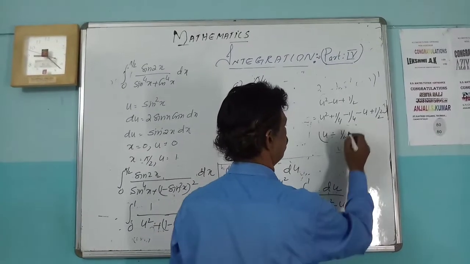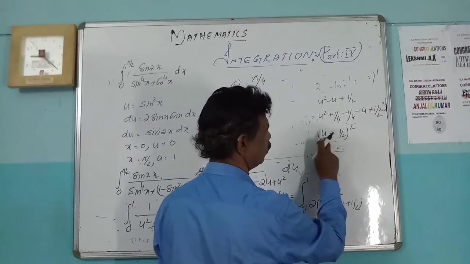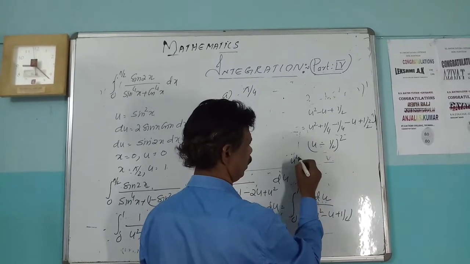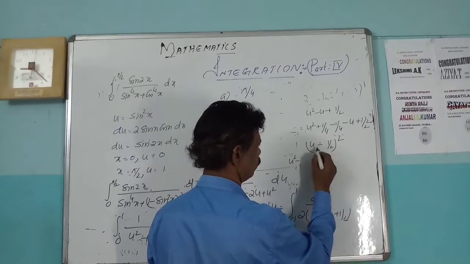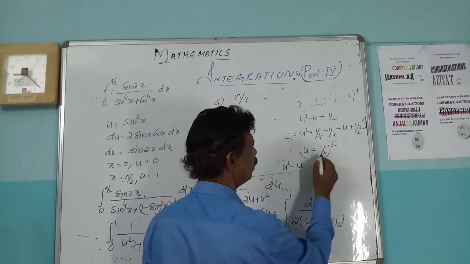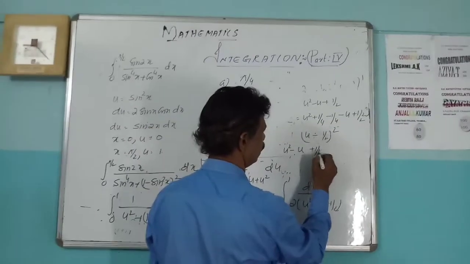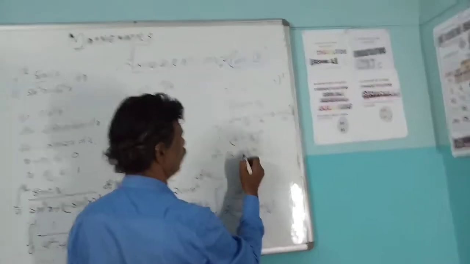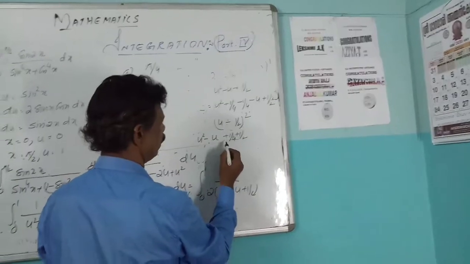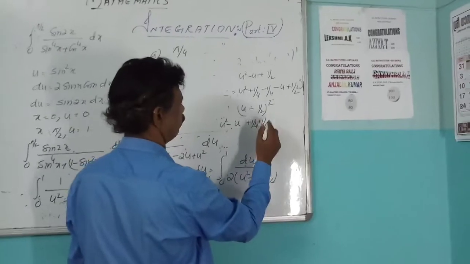u minus 1 by 2, the whole square. Expand this term: u square, minus 2ab, that is 2u into 1 by 2 equal to u, and this minus 1 by 2 all square, that is equal to 1 by 4. Okay, and again plus 1 by 2, 1 by 4 plus 1 by 2, we can write this is equal to u square, 3 by 4, 1 plus 2, 3 by 4.